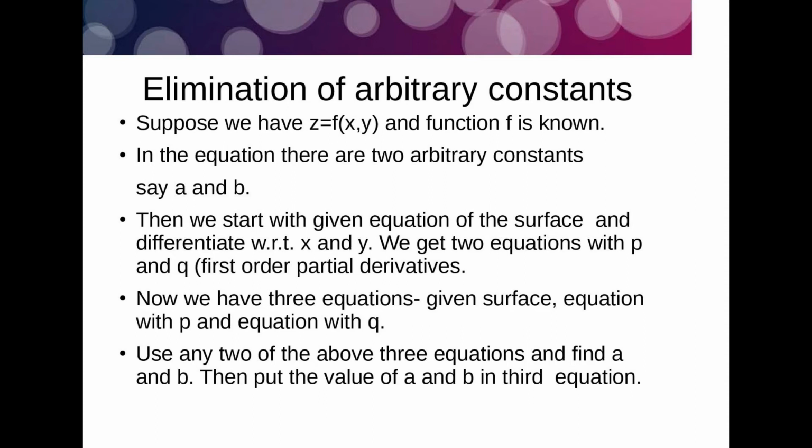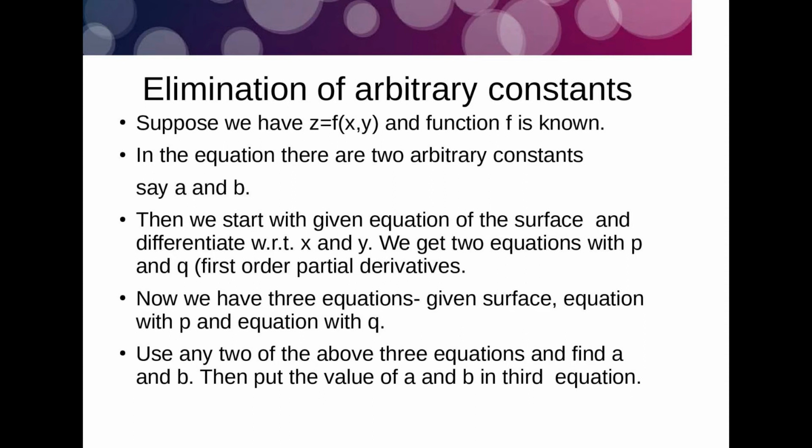Then we can start with the given equation of the surface. We differentiate with respect to x and y. Then we have two more equations, one equation containing partial derivative p and the second one with partial derivative q. So now we have three equations: the given surface, the equation containing p and the equation containing q. And in these three equations, there are two unknowns, a and b.